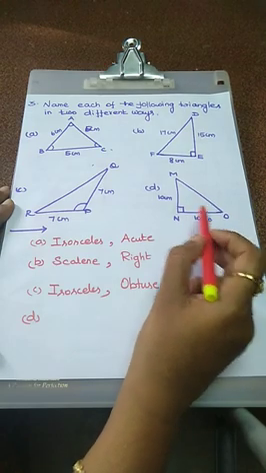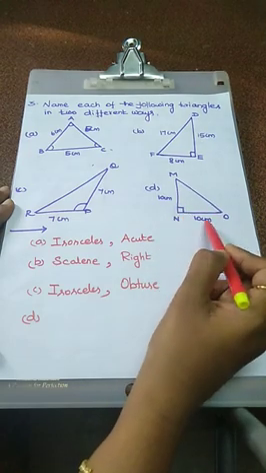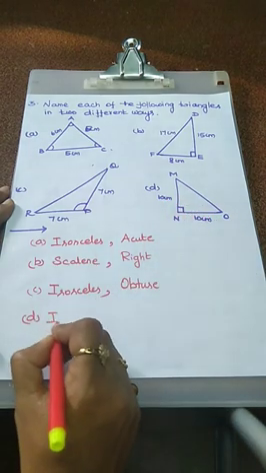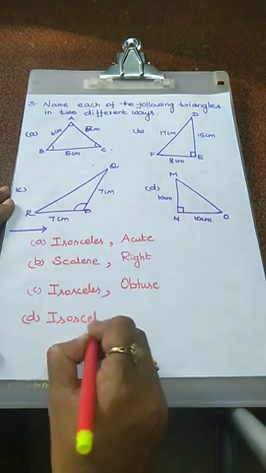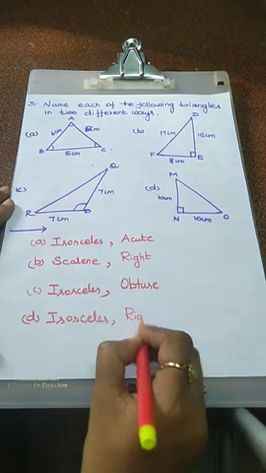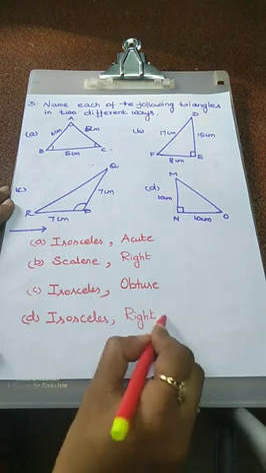And the next subdivision, NO value 10 cm, NM value 10 cm. Two sides are equal means we easily say that is an isosceles triangle. But one of the angles is a right angle, so it is an isosceles right angled triangle only. That's all.